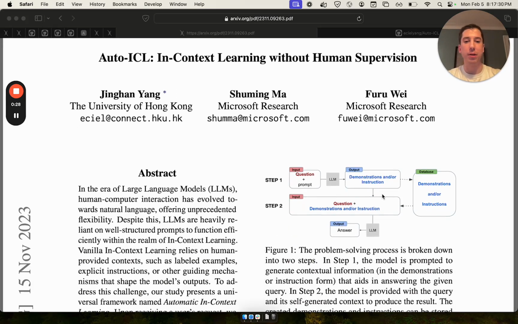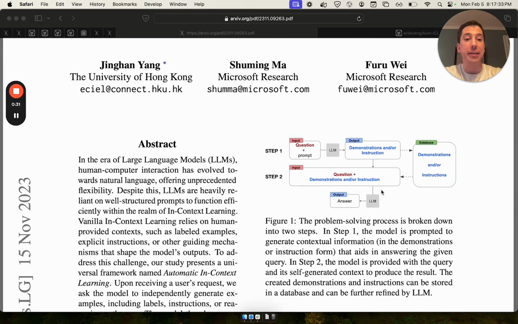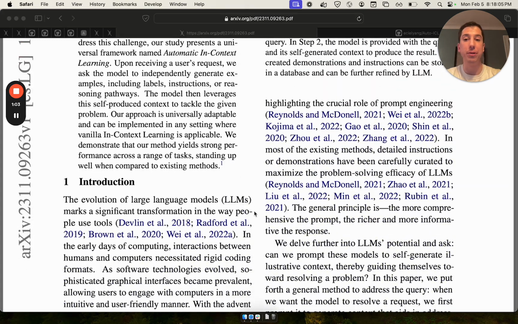So they draft up a diagram here to show off the main technique, where they say you take a question with a prompt, send that to the language model to generate demonstrations or instructions, and then potentially send that off to a retrieval database to go grab real demonstrations and augment with those. Then send the question along with the synthesized or retrieved demonstrations and instructions and get an answer out of the LLM from that. And they show that across a few different data sets, they actually yield strong performance improvements, standing up well against existing methods.